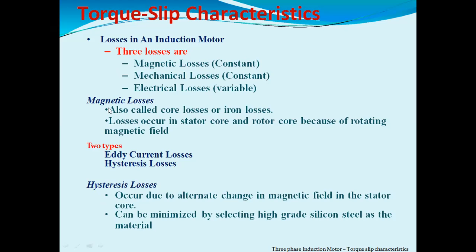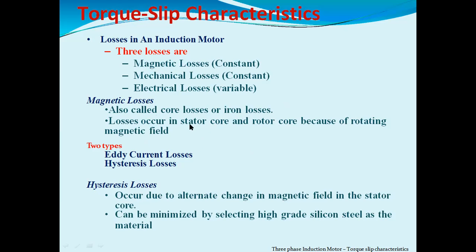Now about the magnetic loss. This loss is created because of core losses or iron losses, because here we are using windings. So core loss or iron loss can appear, and these losses occur in the stator as well as in the rotor, because in the stator also we are using windings and magnets. So there will be magnetic losses because of the winding and because of the rotating magnetic field.